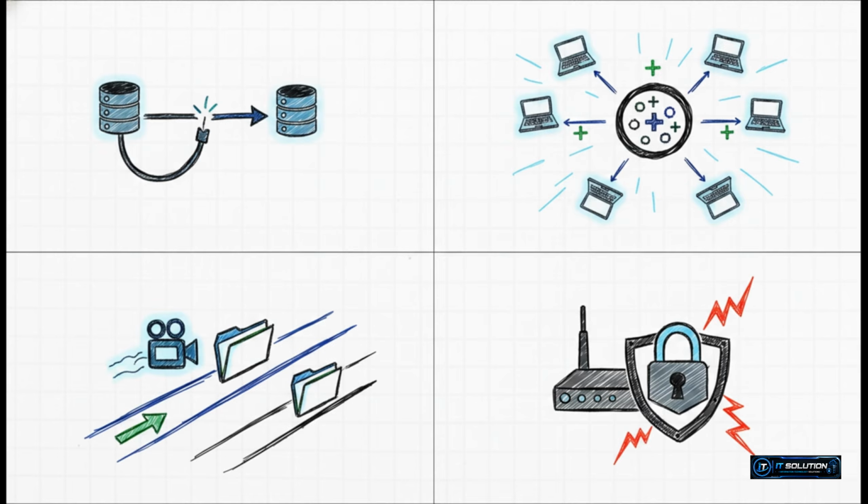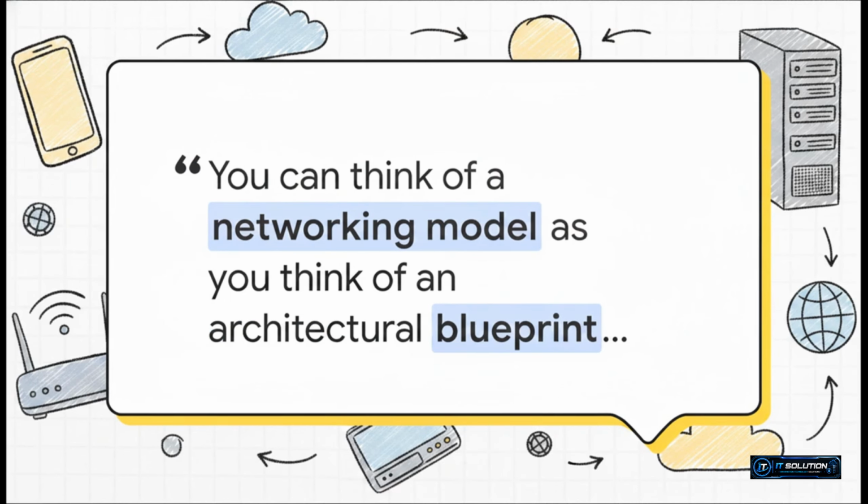Scalability means the network can easily grow and accept new users without degrading the performance for the people already on it. Quality of service, or QoS, is all about prioritizing critical traffic, making sure your live video call gets priority over someone else downloading a massive non-urgent file in the background. And finally, security ensures that the data flowing across all these invisible roads is heavily protected from unauthorized access or malicious damage.